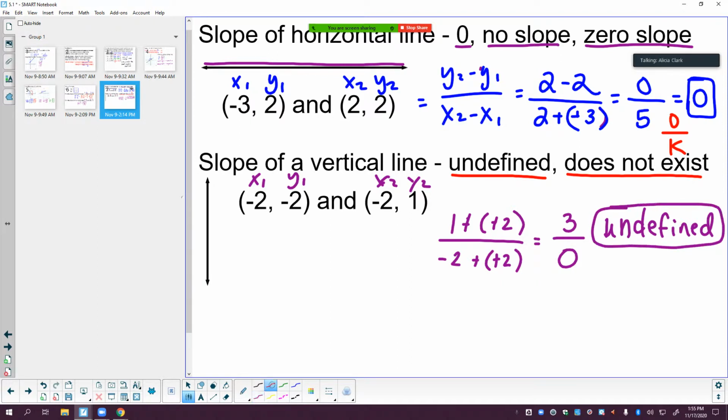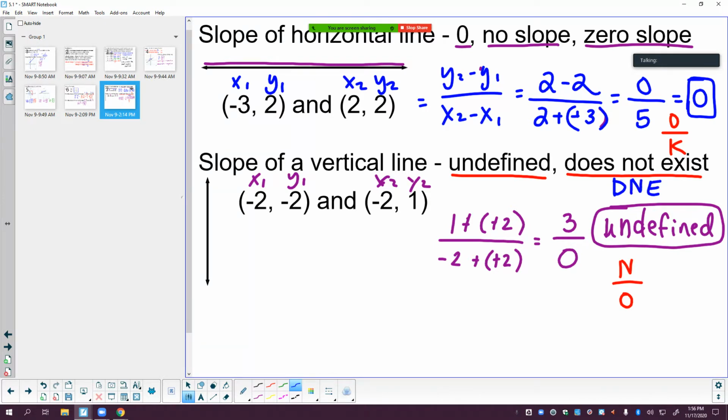So like I said, when 0 is on the top, this one is okay. 0 is on the bottom, that's a no. 0 is on the top, that's okay. So a little thing for you to remember that. You can put undefined there. You can put does not exist. There's also DNE as an abbreviation for that you might see sometimes.